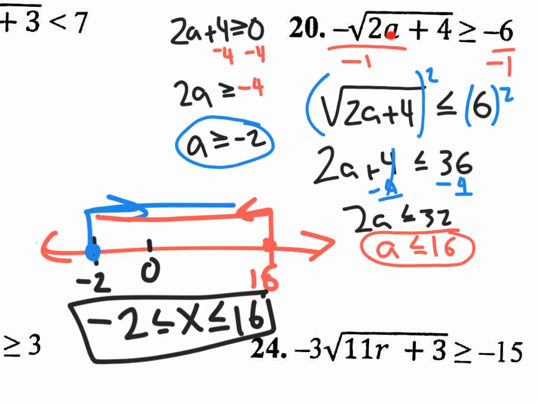When you test 0, 2 times 0 is 0. 0 plus 4 is 4, and the square root of 4 is 2. And you end up with negative in front. Negative 2 is greater than negative 6. It's true. Negative 2 is greater than negative 6 because negative 2 is closer to the positive numbers and negative 6 is further away. So negative 2 is greater than negative 6. So the center does work, yes. If you test points on the outside, you'll see that it does not work. So, yeah, this is your answer.